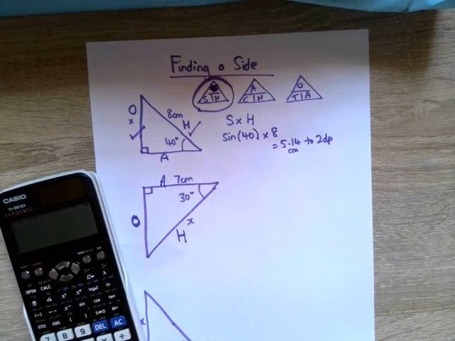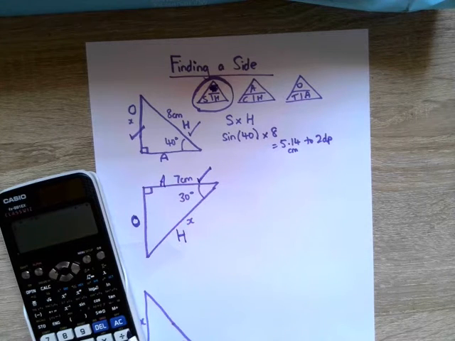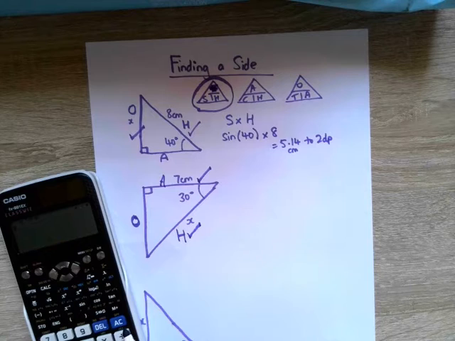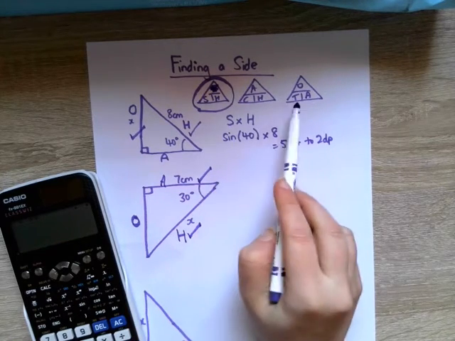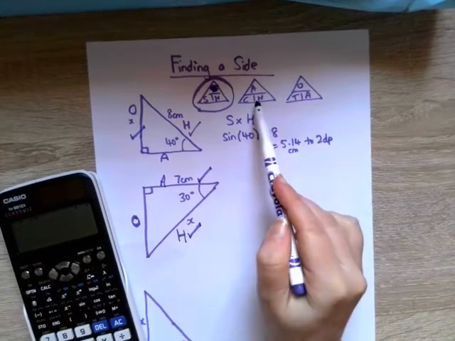Again, thinking about which side do we know? Well, we know this one is 7. Which one am I trying to work out? The one with the X in it, so it must be H that we're trying to work out. So I check my triangles and I look for the only triangle that's got A and also H in it, and that's going to be this one.